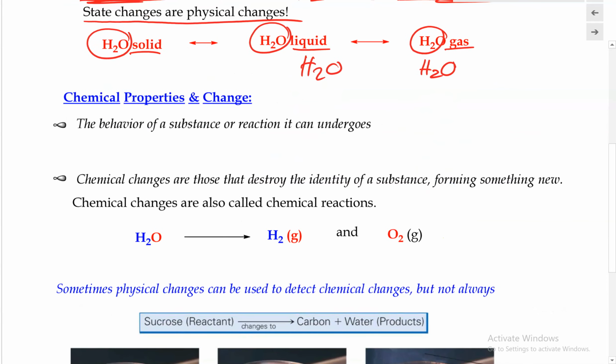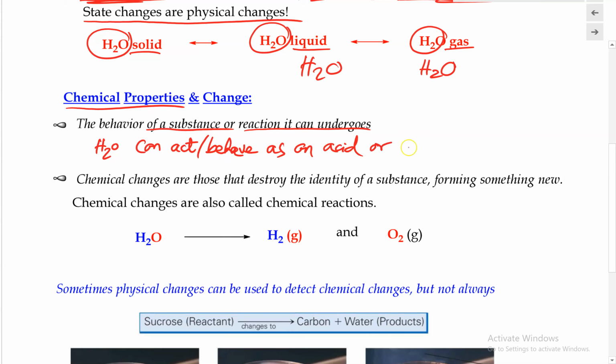And next, the word chemical properties. Chemical properties refer to the behavior of a substance or the reaction that it can undergo, because the types of reaction it can undergo tell us about the behavior of a substance. For example, water can act as both an acid and as a base. So that is the chemical property of water. So water can act or behave as an acid or a base. So that is the chemical property of water.